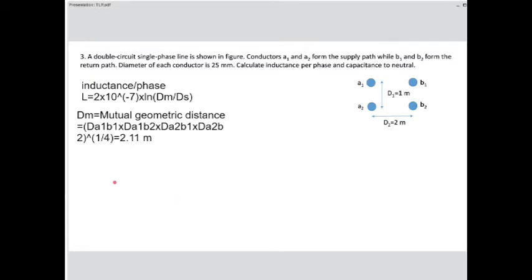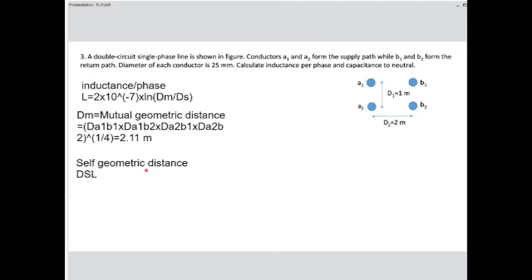Now we have to calculate DS, the self geometric distance. And in this case, we will consider two distances like capacitance calculation doesn't need arc time, it needs only arc. And for inductance calculation, we need arc time. We will say DS, S is for self and L for inductance, this SL should be subscript.